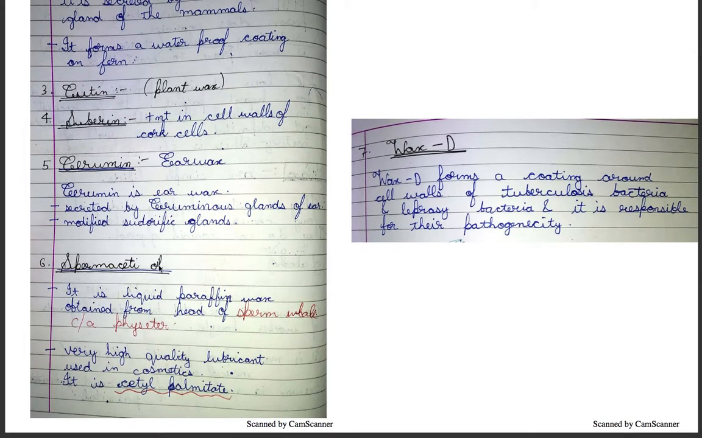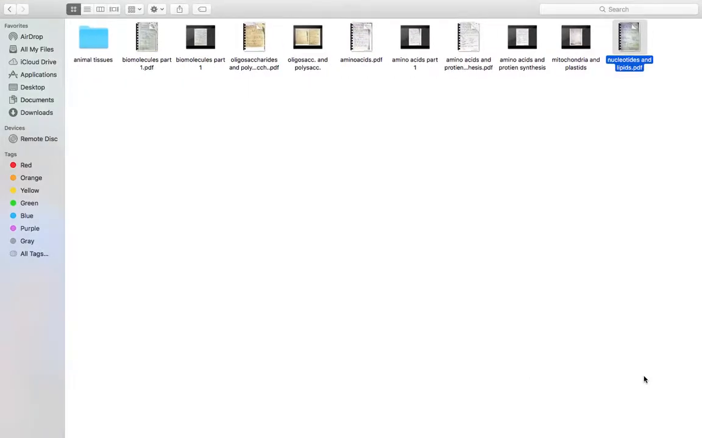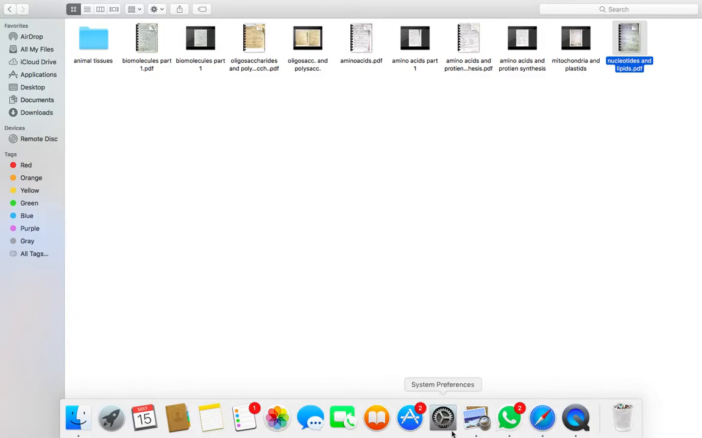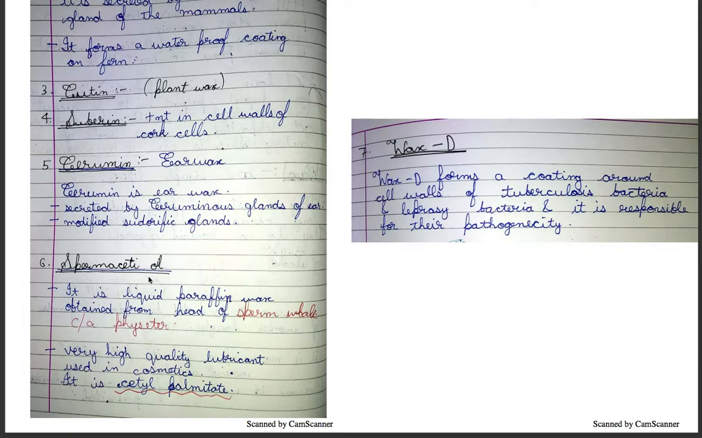Now spermaceti oil is obtained from the head of the sperm whale, Physeter. It is a very good quality lubricant and is used in cosmetics. It is cetyl palmitate, and beeswax is hexacosyl palmitate. Spermaceti oil is a liquid paraffin wax, nothing else. The last one is wax D. Wax D forms the coating around the cell walls of the tuberculosis and leprosy causing bacteria. And it is responsible for their pathogenicity. That is all about it.